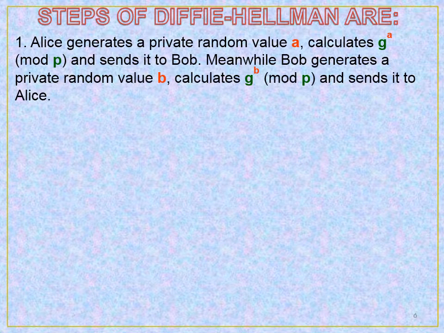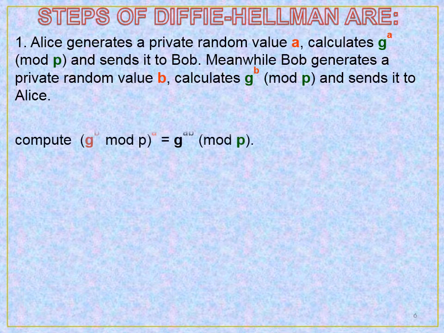In this slide we will see the steps of Diffie-Hellman. The first step is that Alice generates a private random value a, calculates g raised to the power a mod p, and sends it to Bob. Meanwhile, Bob generates a private random value b, calculates g raised to the power b mod p, and sends it to Alice.